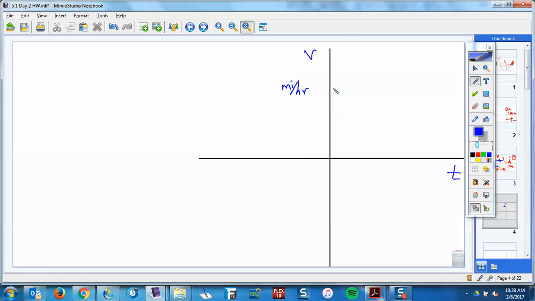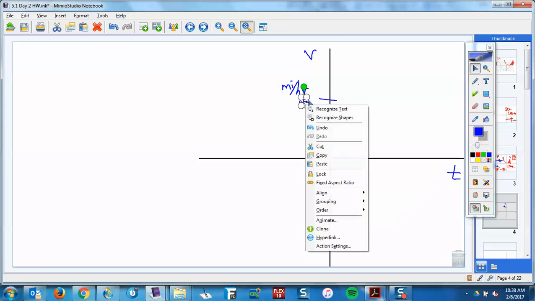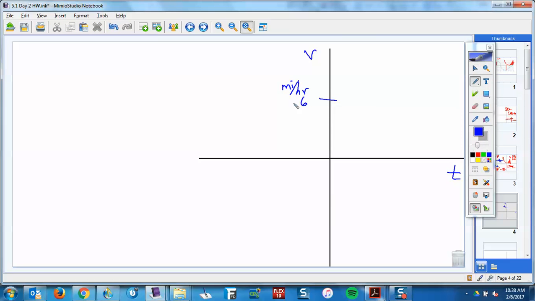60 minus 20t, so this would cross here at 60. It would go down with a slope of negative 20, so it crosses at 3, 2, 1, like so. That would be 60 minus 20t. So it would look something like that.